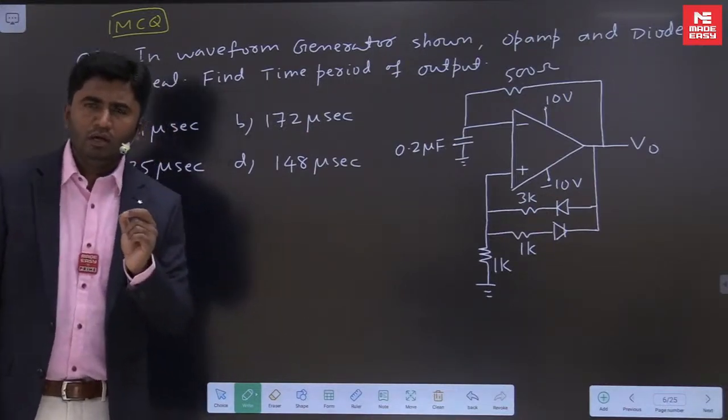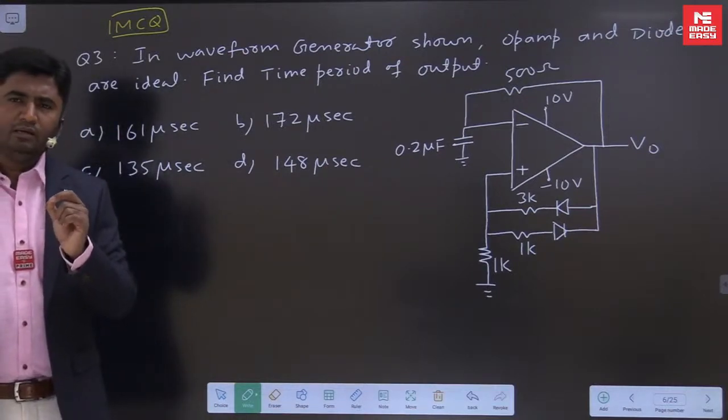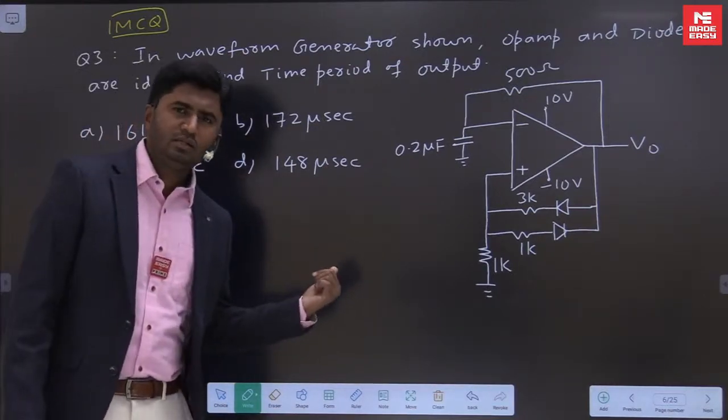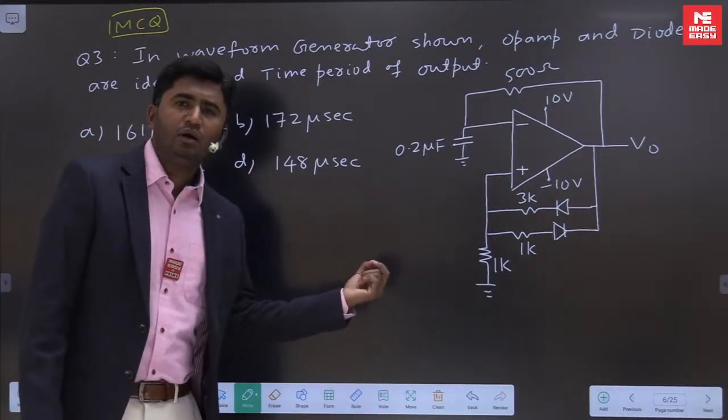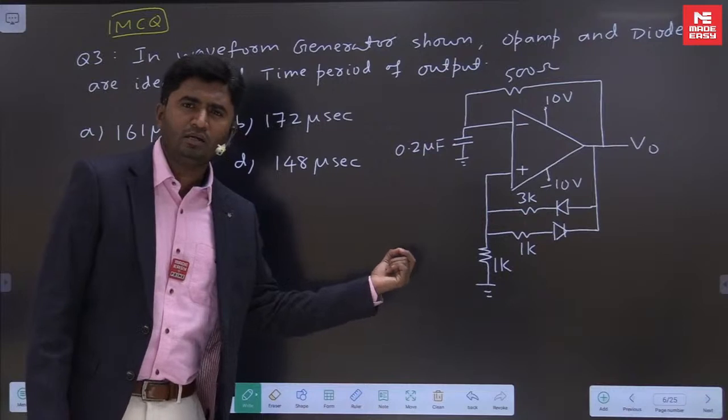The question is about calculating the time period of the output. I will give you a bit of time. Give me some idea about what this circuit is. Look at the circuit and tell me what type of output this circuit will generate. Please give your answer as a comment.